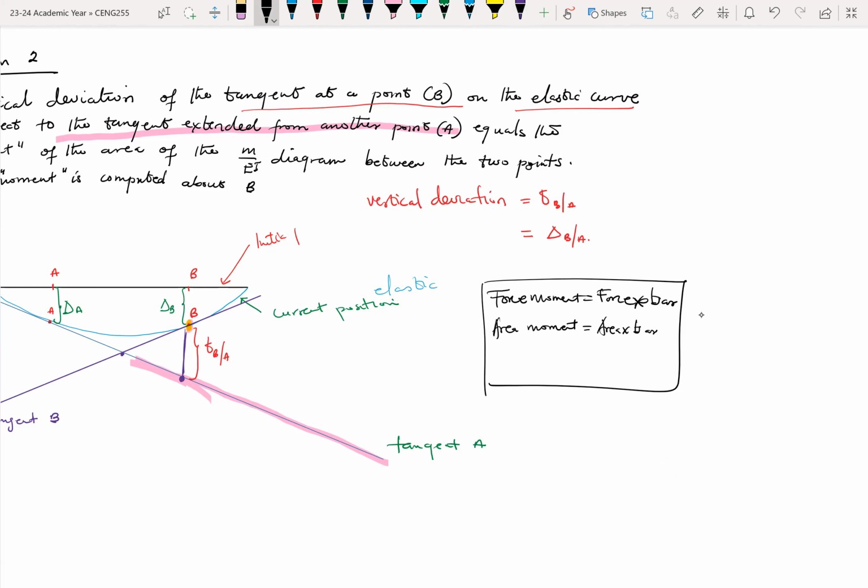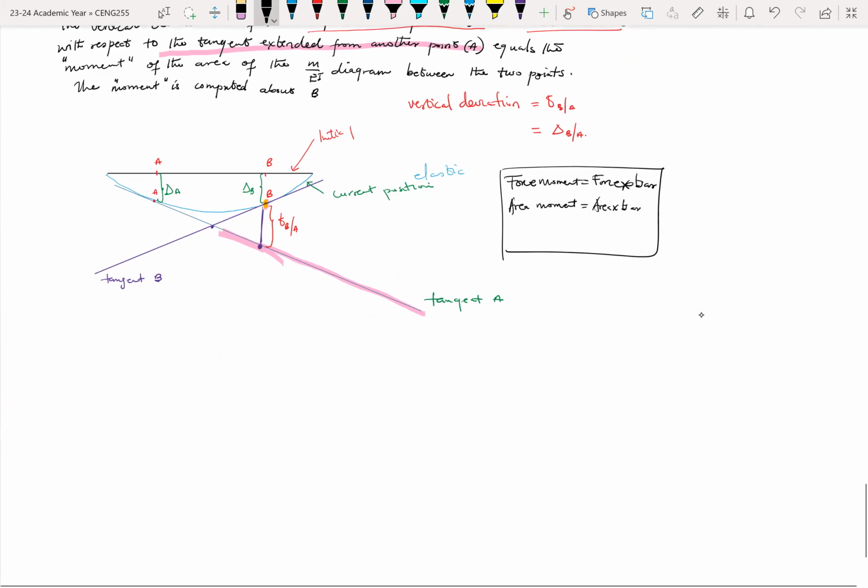We have other forms of moments, right? The key thing is that moment is always an entity times its perpendicular distance. So if that entity is force, then it becomes force times perpendicular distance, and that becomes the force moment as we know it to be. And if the entity is area, which is what we are trying to look at, then it becomes area moments, or as the name implies, moment area approach.